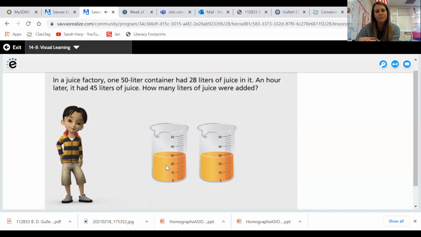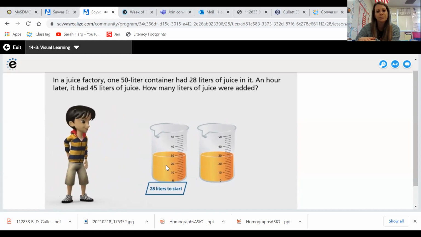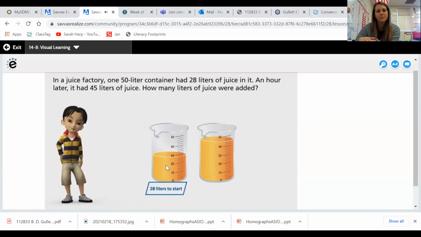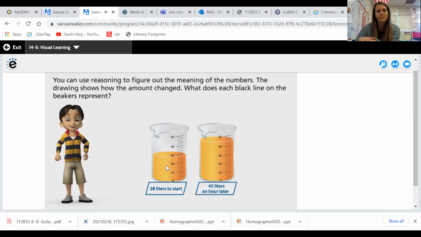In a juice factory, one 50-liter container had 28 liters of juice in it. An hour later, it had 45 liters of juice. How many liters of juice were added? You can use reasoning to figure out the meaning of the numbers. The drawing shows how the amount changed. What does each black line on the beakers represent?